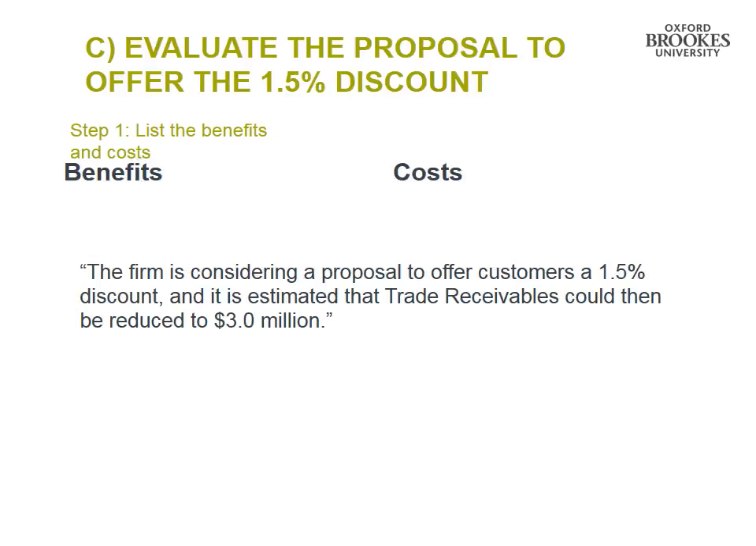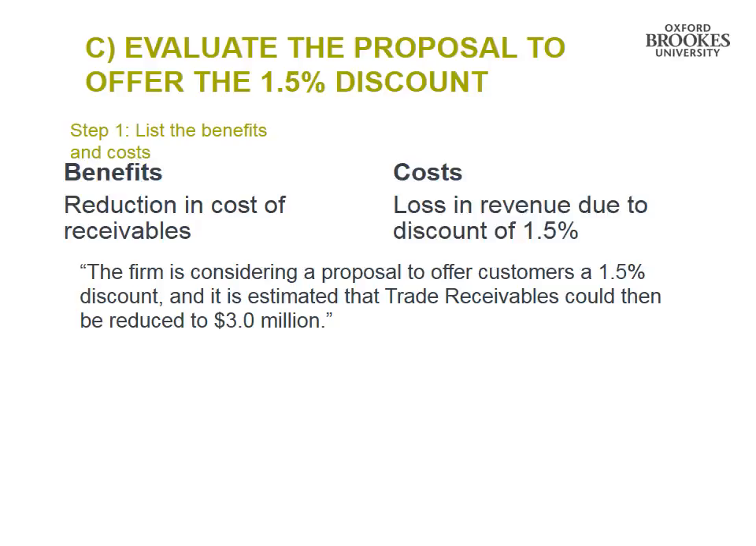Then we go back to the question and examine the information we've been given about this proposal. And this one, part C, is quite a simple one. All the information is contained within just 3 lines in the question. The firm is considering a proposal to offer customers a discount, estimated that trade receivables will be reduced. So I think you can see we've got 2 elements here. The benefit is a reduction in the cost of receivables. Notice it's not the reduction in receivables that's the benefit, it's the reduction in the cost of receivables. We'll come back to that. And then what's the cost that we have to pay to get that reduction? We have to give a discount of 1.5%. Okay, so those are our benefits and costs, and that's all there is in this example.